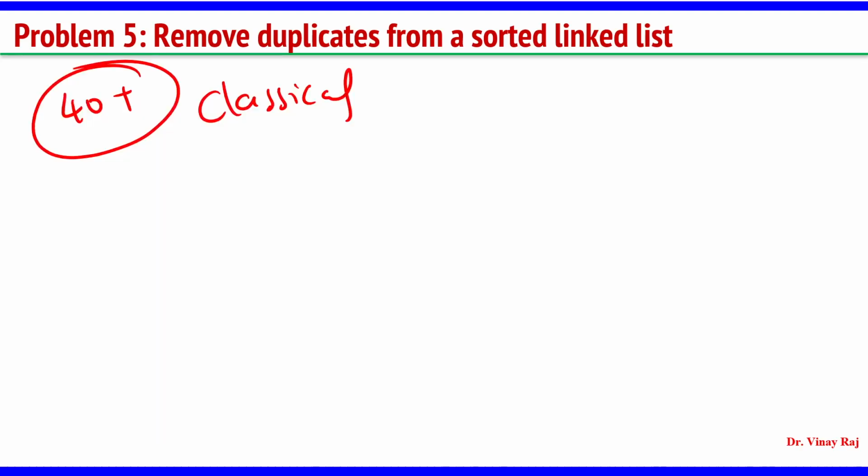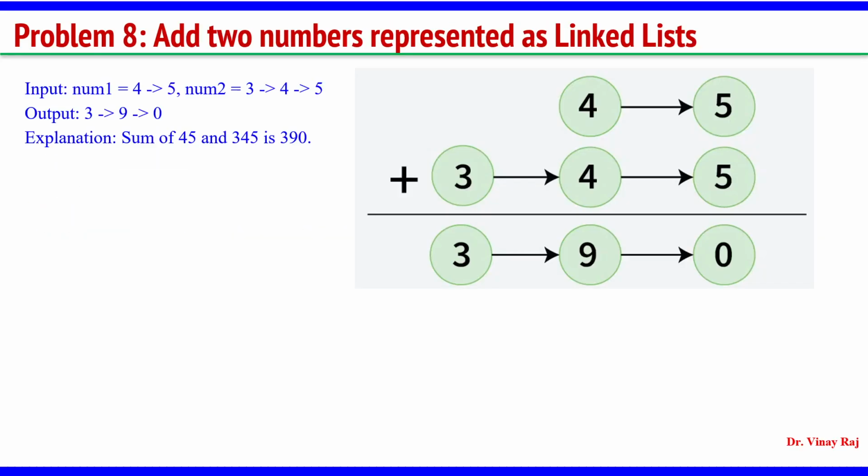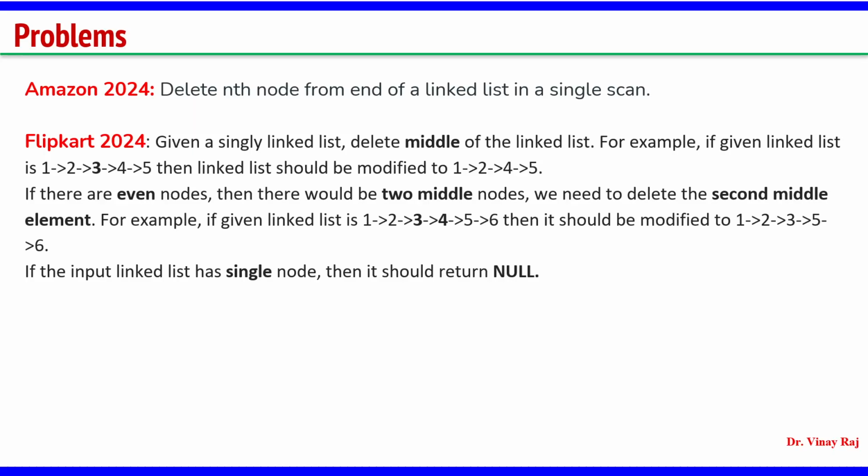On paper you should be able to explain the problem and give the solution for the problem. That is very important. So these are 5 important questions on linked list, previous company questions. I have one assignment question for you. Delete nth node from the end of a linked list in a single scan. Amazon 2024 question, delete nth node from the end of the list.